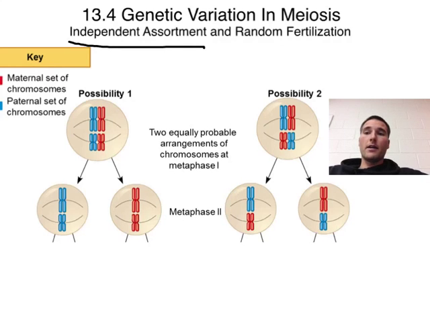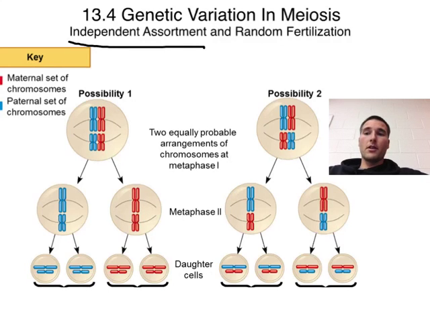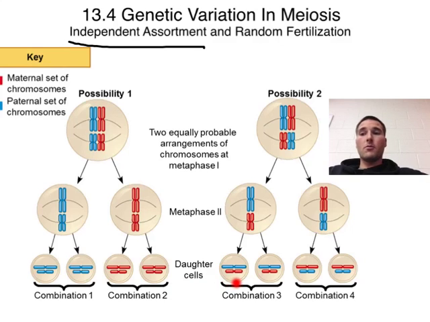If I go all the way and finish out meiosis here, you can see that we've got different types of gametes being made. We've got this with paternal chromosomes, these with just maternal, these have the big paternal and the small maternal, and so on. So we get these different combinations.